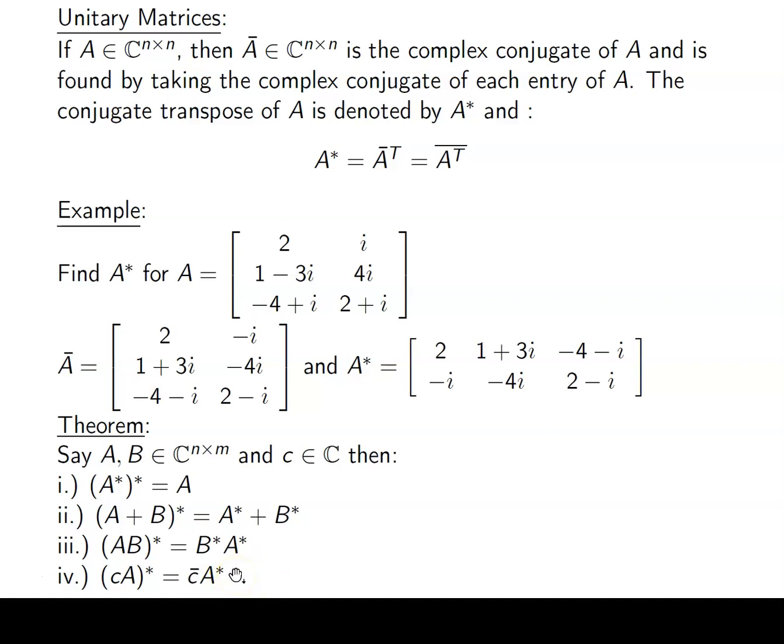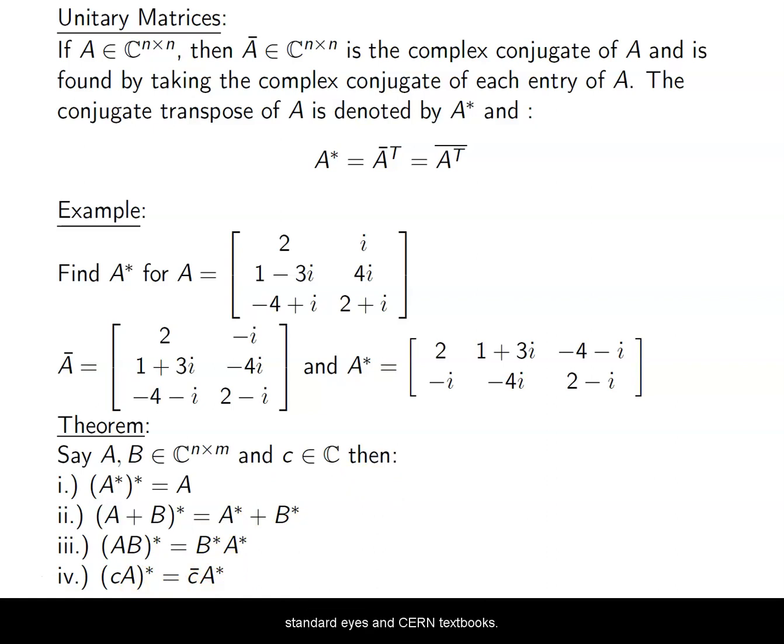Some textbooks will use a small dagger symbol here instead of a star for the complex conjugate. I'm sorry, for the complex transpose. And when I say a dagger, it looks like a funky little cross. And again, that's just standardized in certain textbooks.